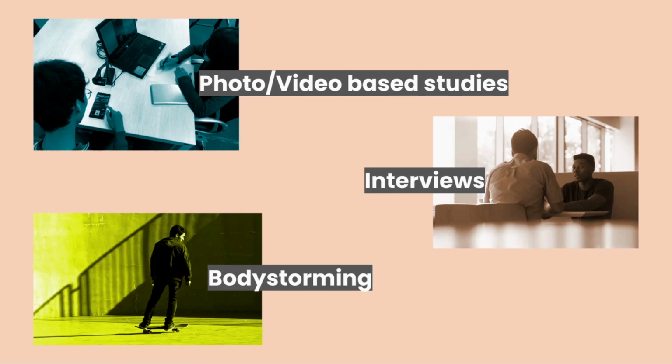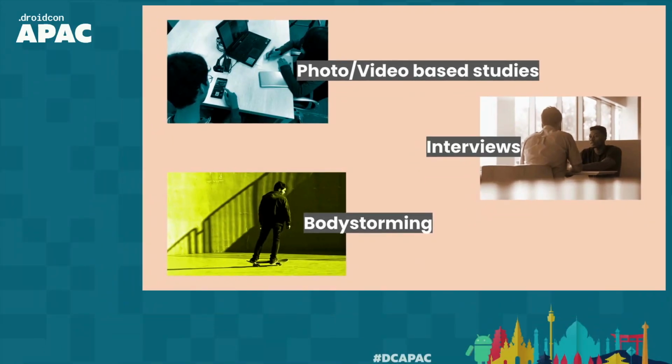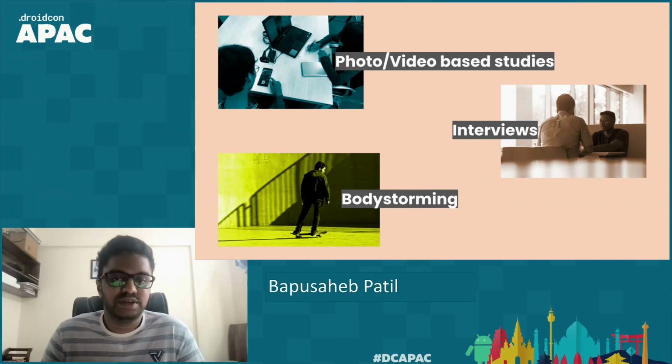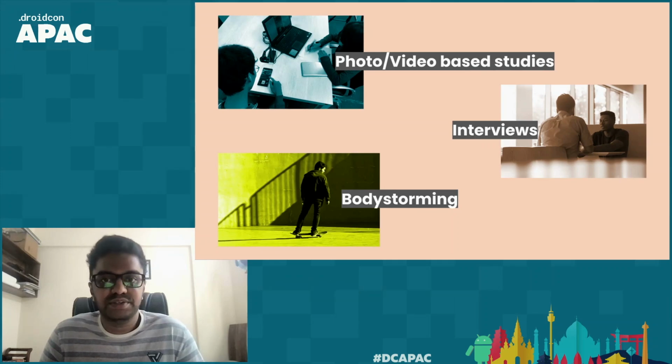So let's talk a little bit about these three methods. Photo and video-based studies are when you let your users know that you're going to be recording them or taking photos of them, and they're volunteering to do that so that you can work on your product to make it better. And then you have interviews, which is pretty straightforward, but I've seen UX designers or even developers and product engineers do interviews remotely in this situation. So interviews are also super effective. A one-on-one interview can be really effective in trying to understand what your users are going through.